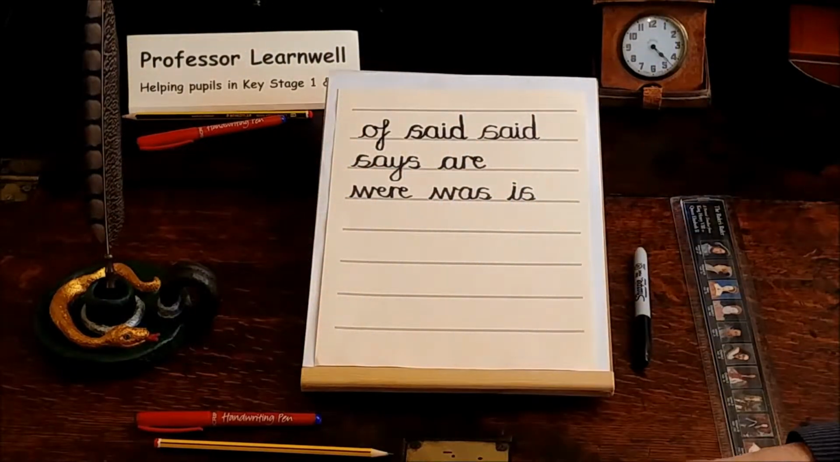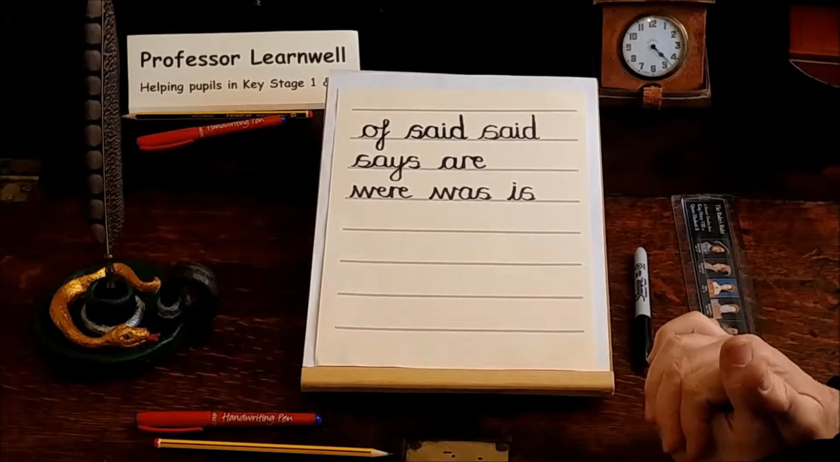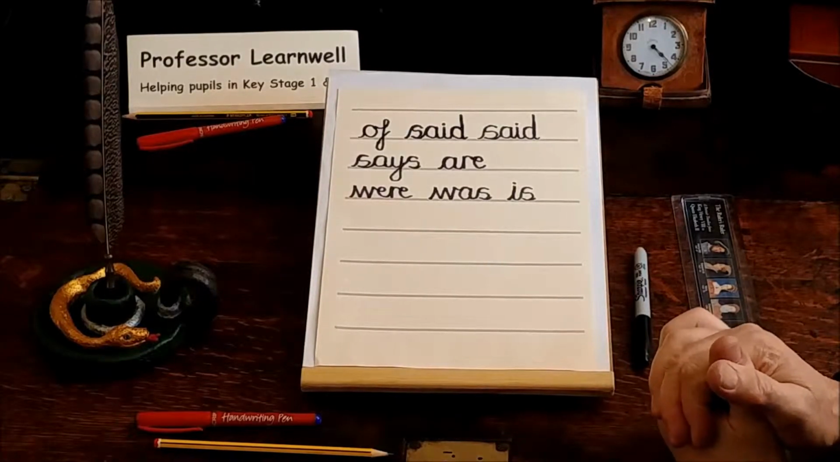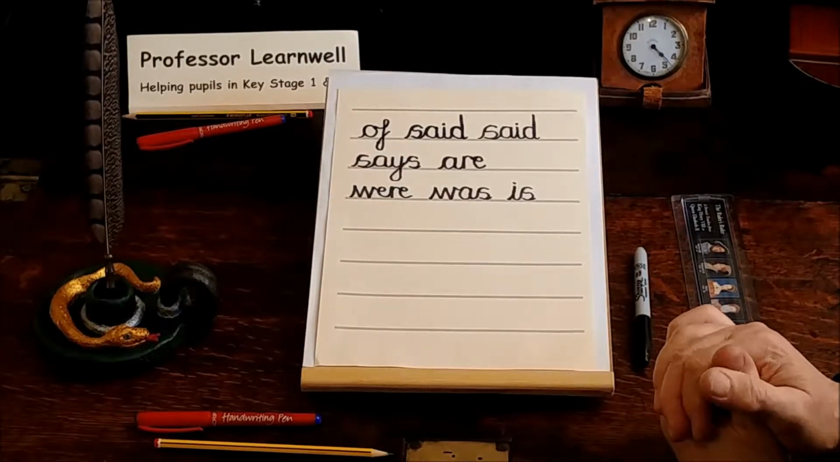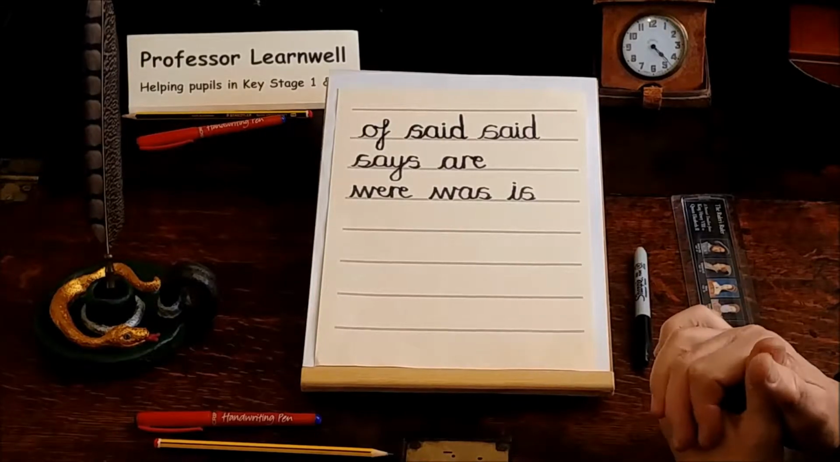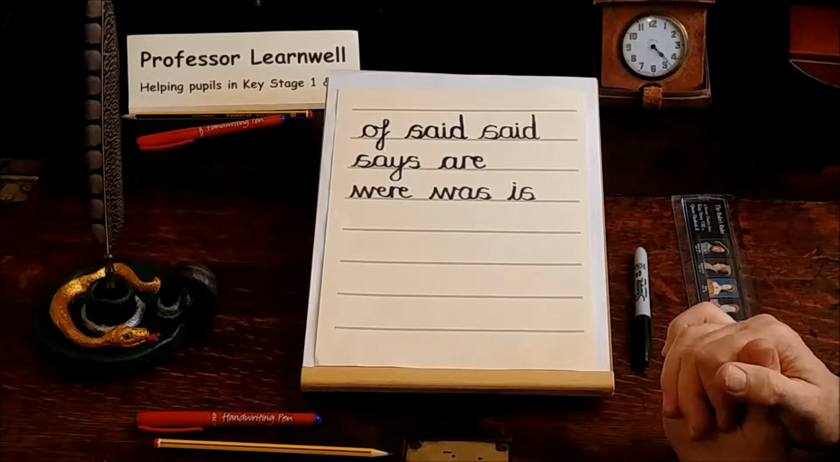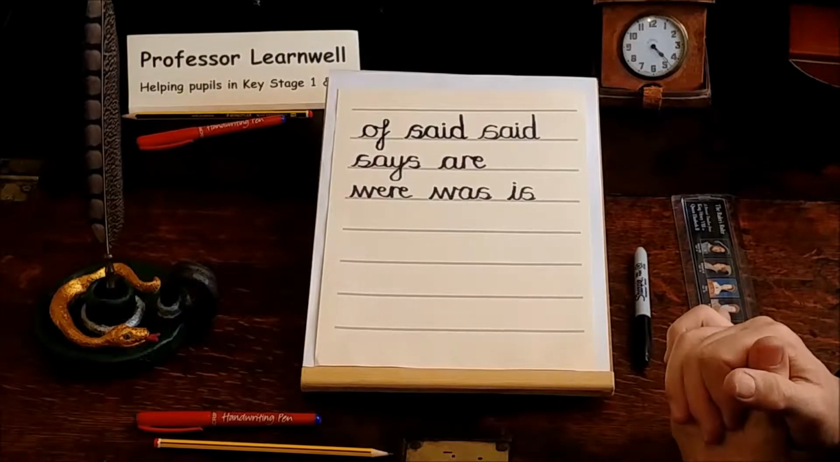This is the 9th video in my series, but it's actually the 3rd video in the Common Exception Words series, which is incorporating the Year 1 Common Exception Words with cursive, that's joined handwriting. The Common Exception Words are words which don't normally follow the general spelling rules that we learn when learning phonics.